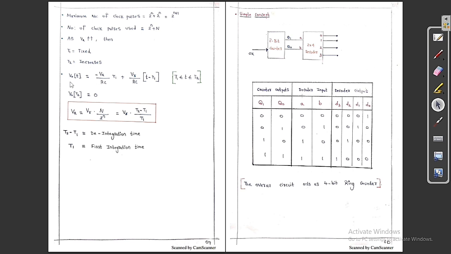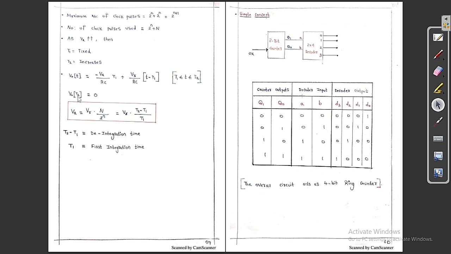Now, what is the expression of V naught of T? From T1 to T2 I want to figure out, because I already told you the expression of V naught of T for T less than or equal to T1, which is minus VIN by RC into T. For T less than T1, the input voltage is VA, so minus VA by RC into T. But for T1 less than or equal to T less than or equal to T2, what is the output voltage? V naught of T is equal to minus VA by RC into T1 plus VR by RC into (T minus T1), because the peak value is minus VA by RC into T1, plus VR by RC into (T minus T1). So this is what we are going to get.